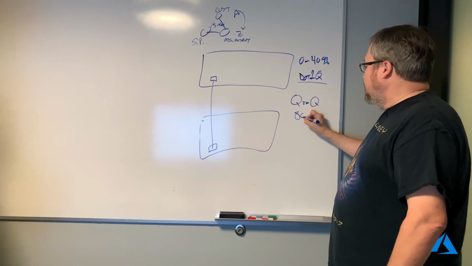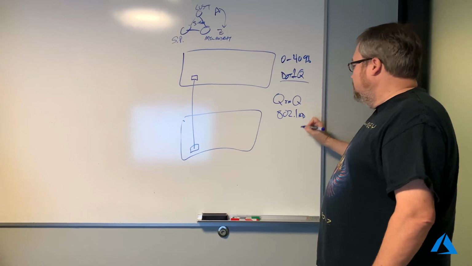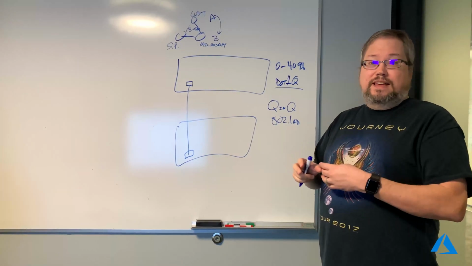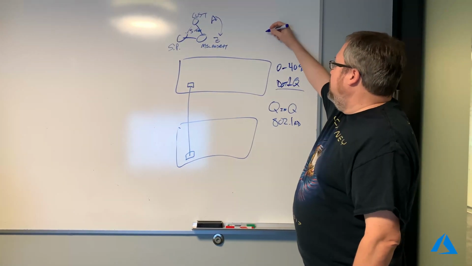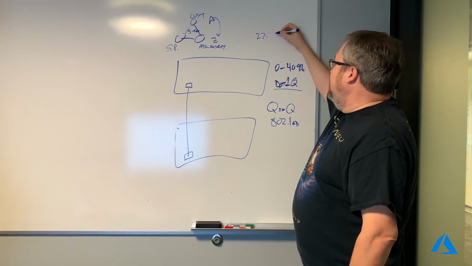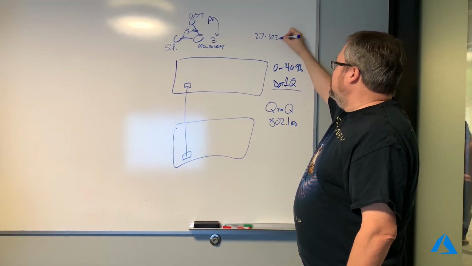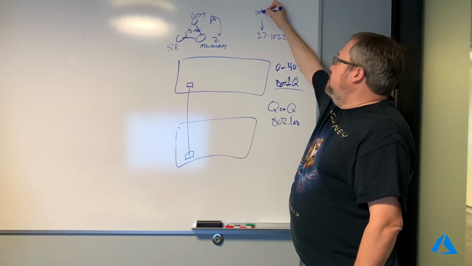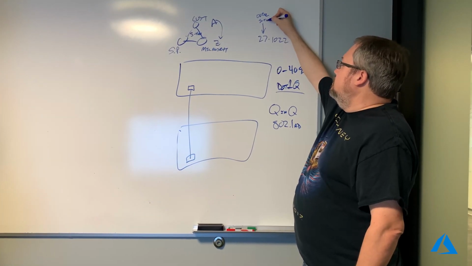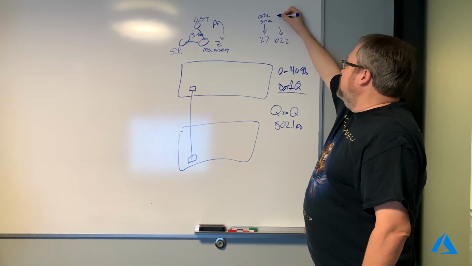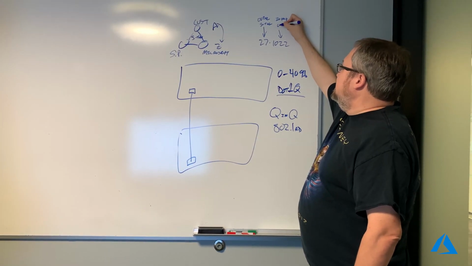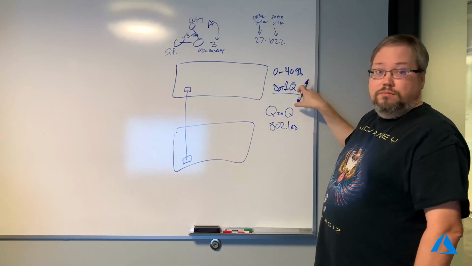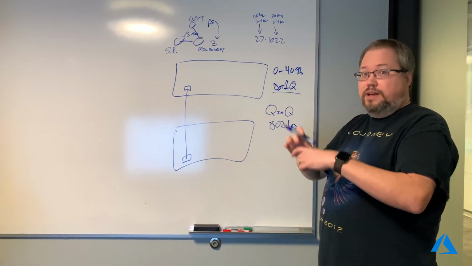QinQ. Also, 802.1ad is the actual standard if you want to look that up. Nice. So QinQ is actually stacked VLAN tags. What that means is I will have, let's say, 27 as a tag and 1022 as a tag. The first tag is called the outer tag or S tag, the service provider tag. The next is called the inner tag or the C tag, the customer tag. Now, in reality, these are just two .1Qs stacked on top of each other in the header of the packet.